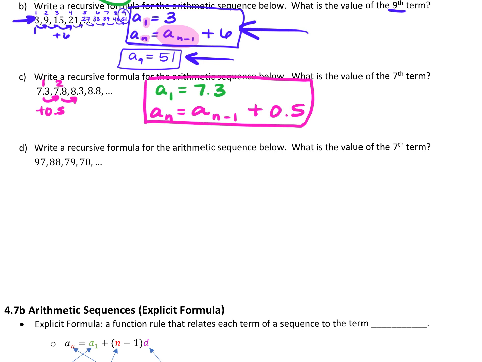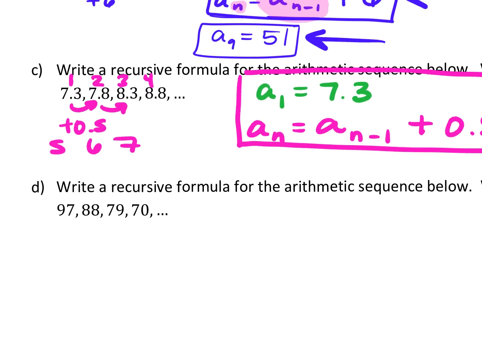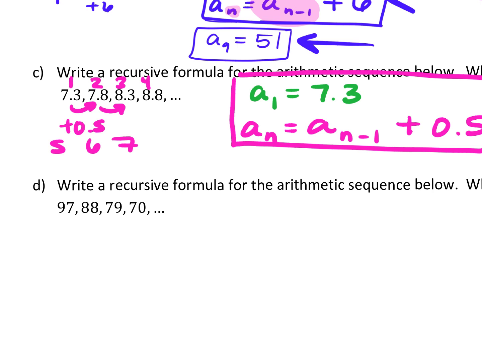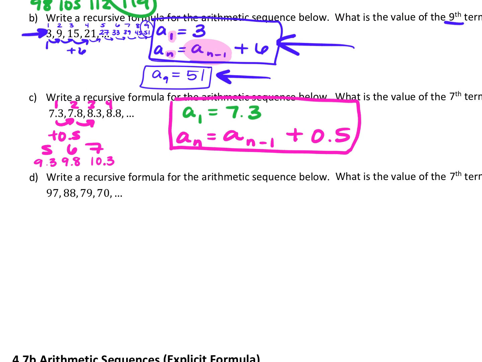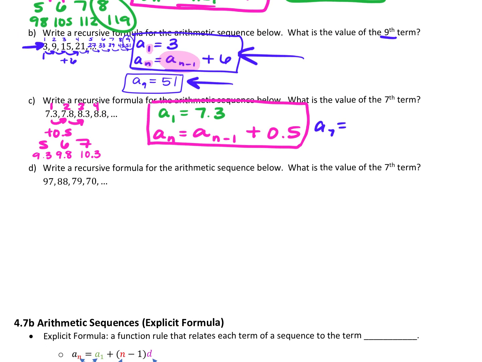You have 1, 2, 3, 4 terms. So we need 5, 6, 7. What's your fifth term going to be? 9.3. What's your sixth term going to be? 9.8. What's your seventh term going to be? 10.3, right? So adding 0.5 each time. So then the last part of your answer is my seventh term, a sub 7, is 10.3. Okay, you do the last one. Work that out, see what you get.